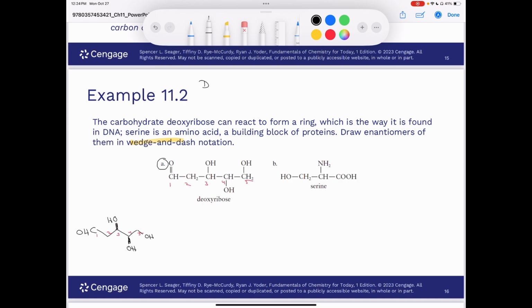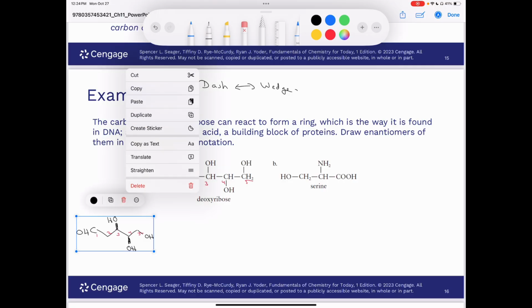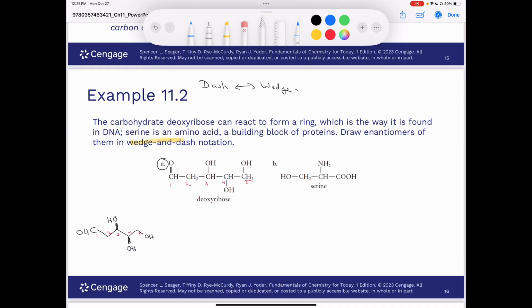And that is, all you have to do is take anything that's a dash and change it to a wedge, and anything that's a wedge you flip over to a dash. And that would be considered an enantiomer. So what I can do is I can just use the magic of the iPad and copy and paste this molecule here. Okay, so I just copied and pasted it. And since I drew two wedges, all I'm going to do is delete those and change them into dashes. So again, you just have to flip every stereocenter, and now I have a pair of enantiomers.